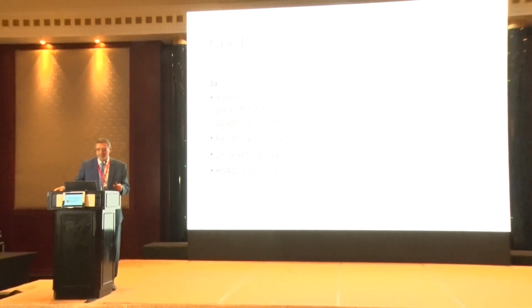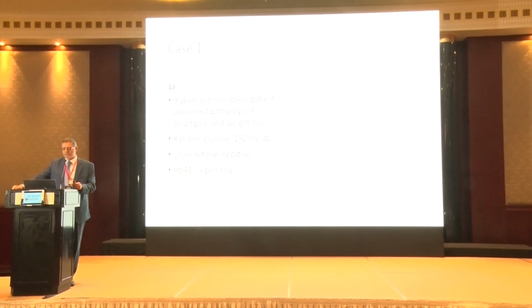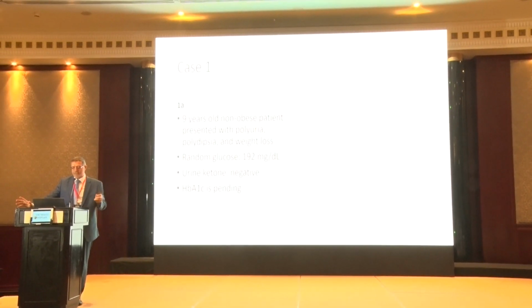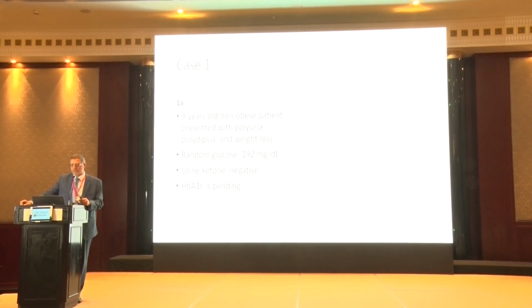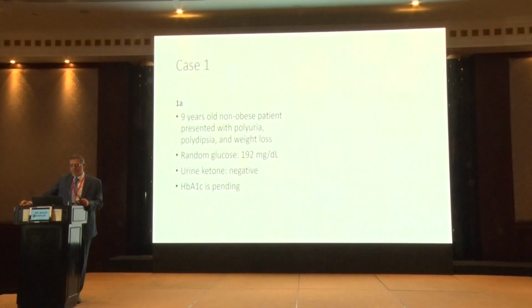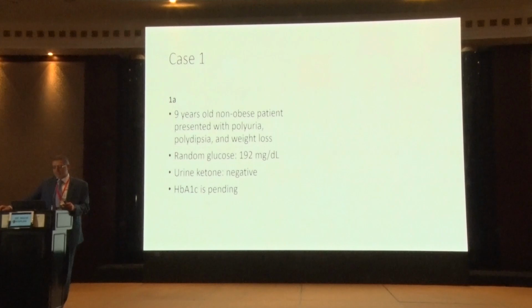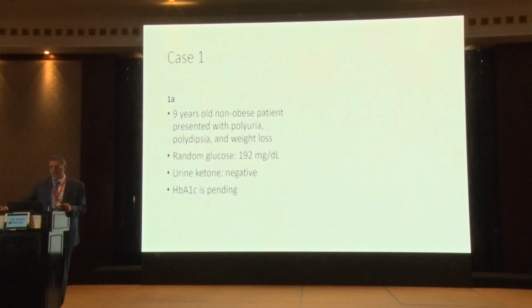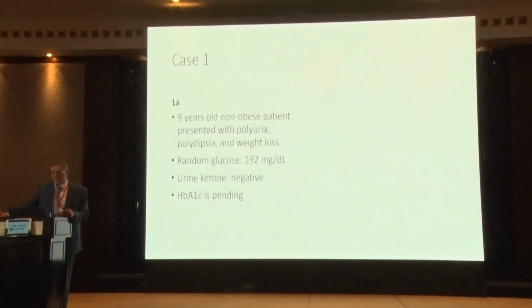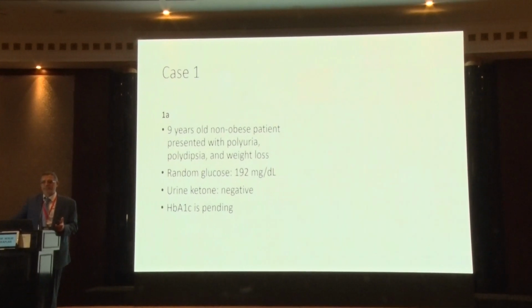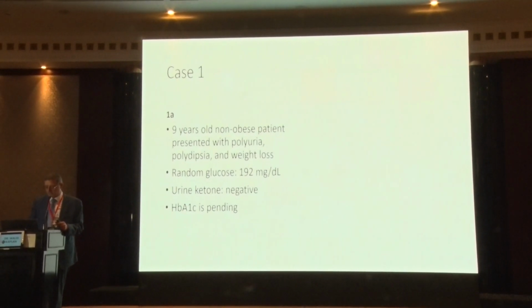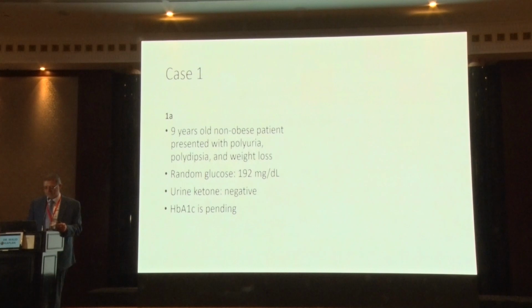I have probably 5 case scenarios, so it won't be very long, hopefully. So the first case is actually 2 scenarios. First one is a 9-year-old, non-obese patient, presented with typical symptoms of diabetes, polyuria, polydipsia, and weight loss. Random glucose was 192 milligram per deciliter. Urine ketone is negative. And HbA1c is basically pending. Many hospitals don't have point-of-care HbA1c, so it won't be available immediately.